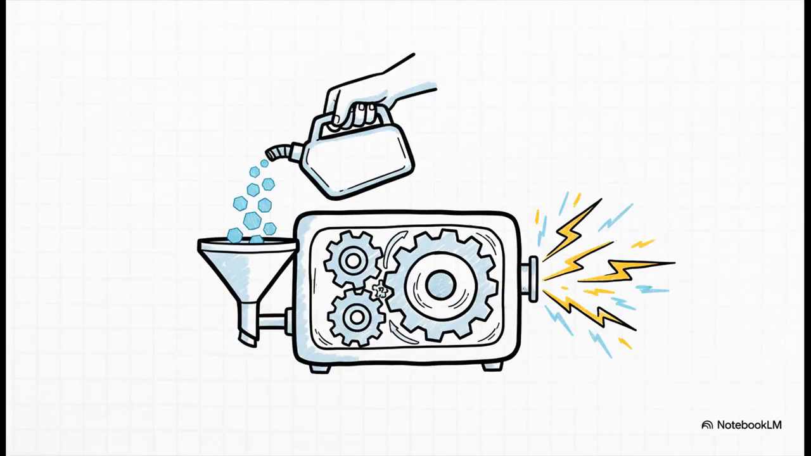First up, we need fuel. That's where carbohydrates come in, things like sugars and starches. They provide fast, easy-to-access energy. They're basically the gasoline that gets the whole cellular machine running.